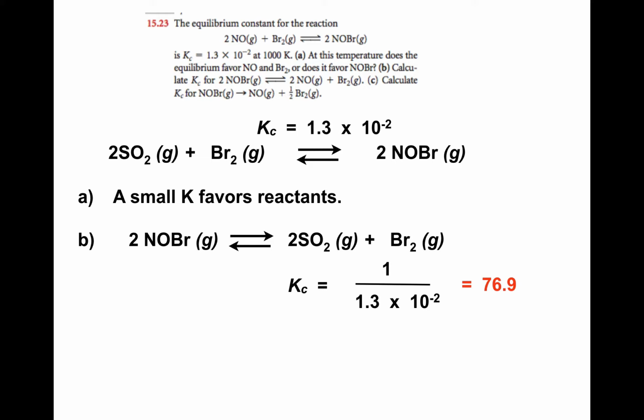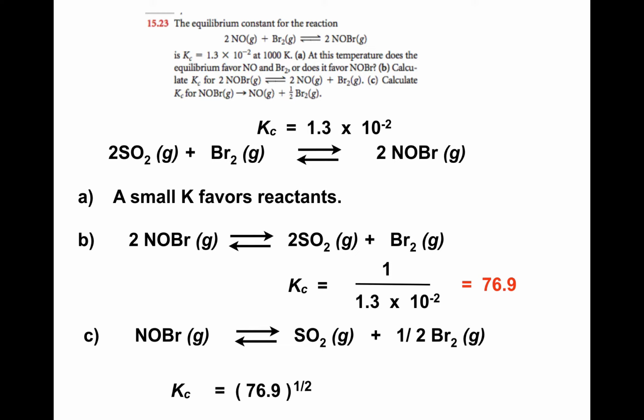And C, calculate the Kc value if I have 1 mole of NOBr making 1 mole of NO and half a mole of bromine. If I divide the reaction by 2, right, so instead of 2 moles making 2 moles and 1 mole, I'm making 1 mole react to make 1 mole and half a mole, I take the equilibrium constant to the 1/2 power. And that would give me the new K value for the different balancing. So coefficients matter in equilibrium expressions.